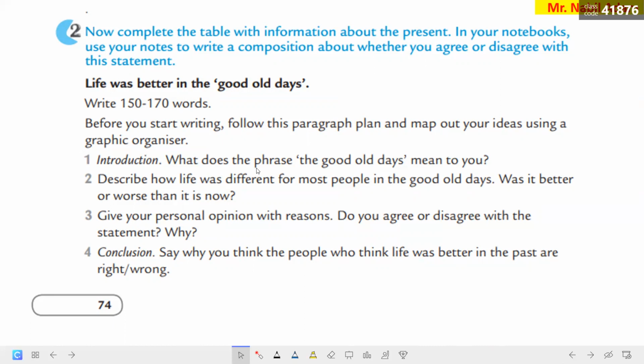Introduction. What does the phrase the good old days mean to you? Describe how life was different for most people in the good old days. Was it better or worse than it is now? Give your personal opinion with reasons. Do you agree or disagree with the statement? Why? Conclusion. Say why you think the people who think life was better in the past are right or wrong.